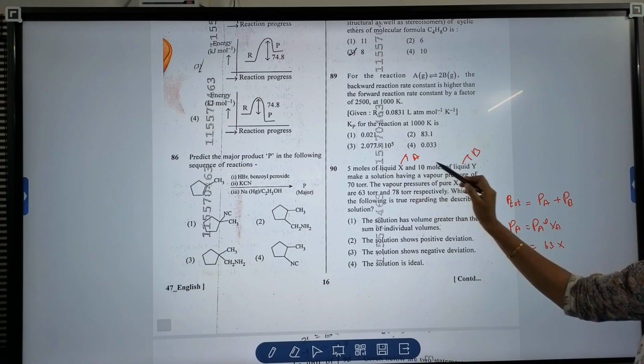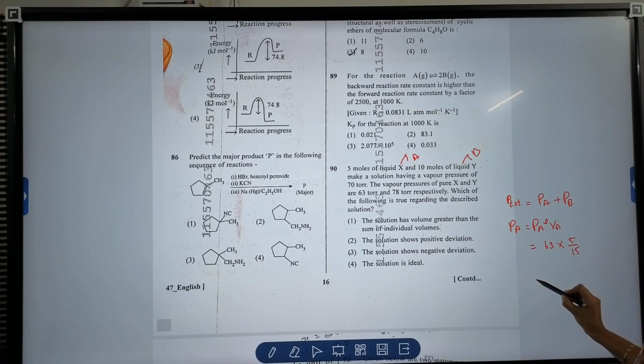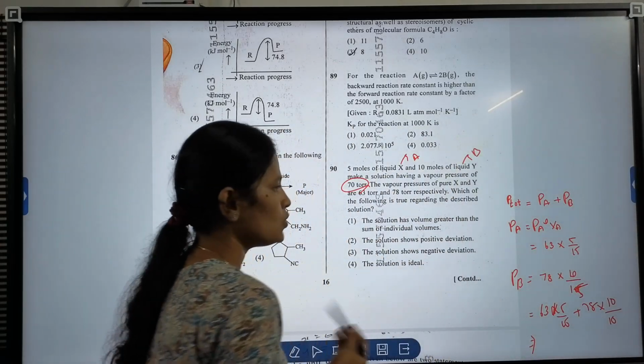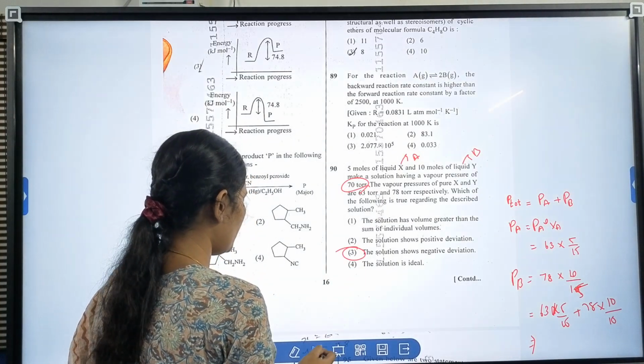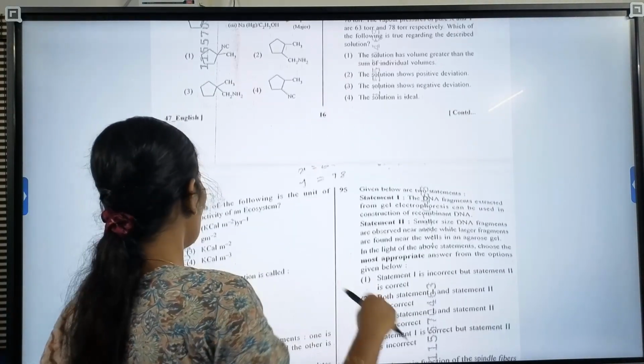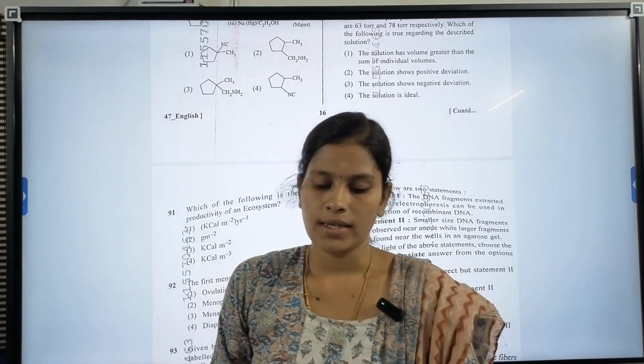Moles will be like 5 moles and 10 moles, 5 by 15. And PB, I am taking 78 into 10 by 15. So I am going to add this: 63 into 5 by 15 plus 78 into 10 by 15. So here I am getting 73, but here it's given 70. So the vapor pressure is less than expected, so it shows negative deviation, right? Fine.